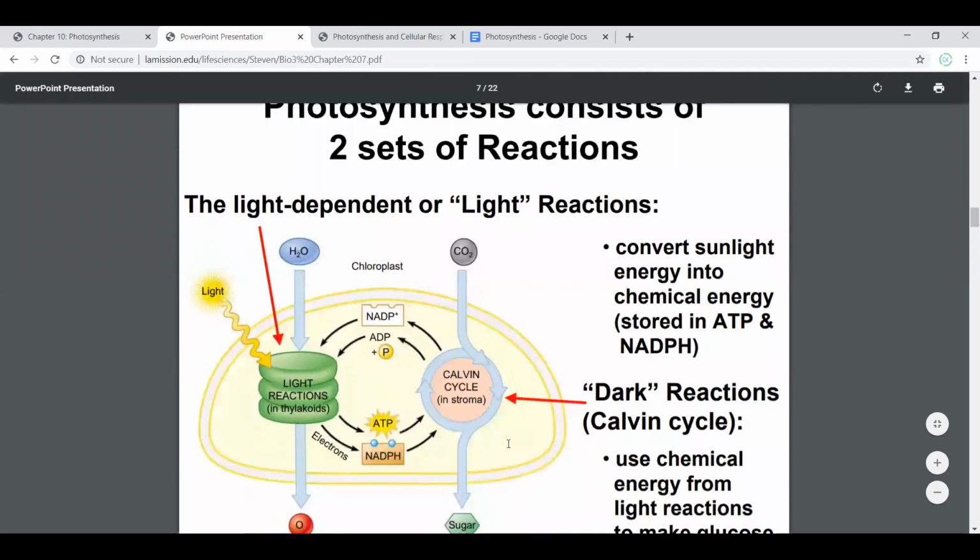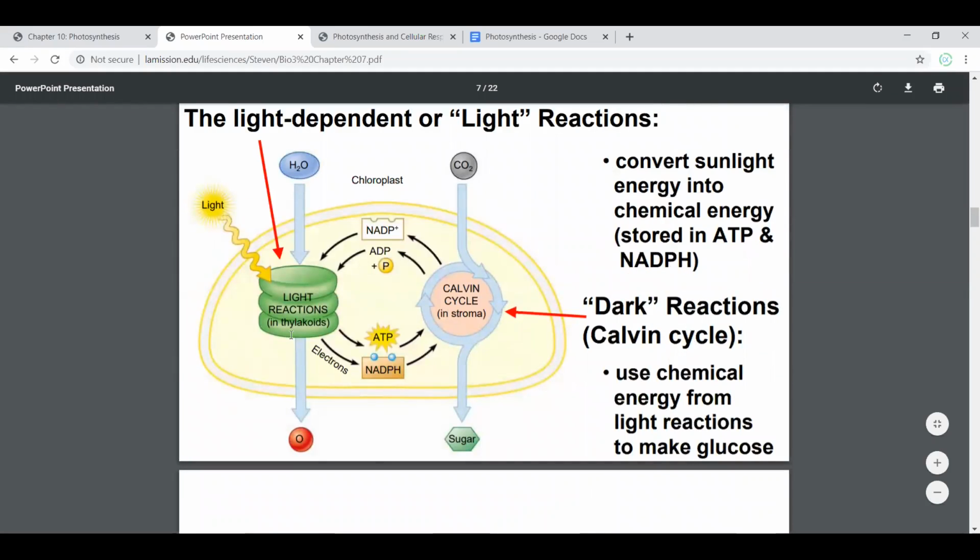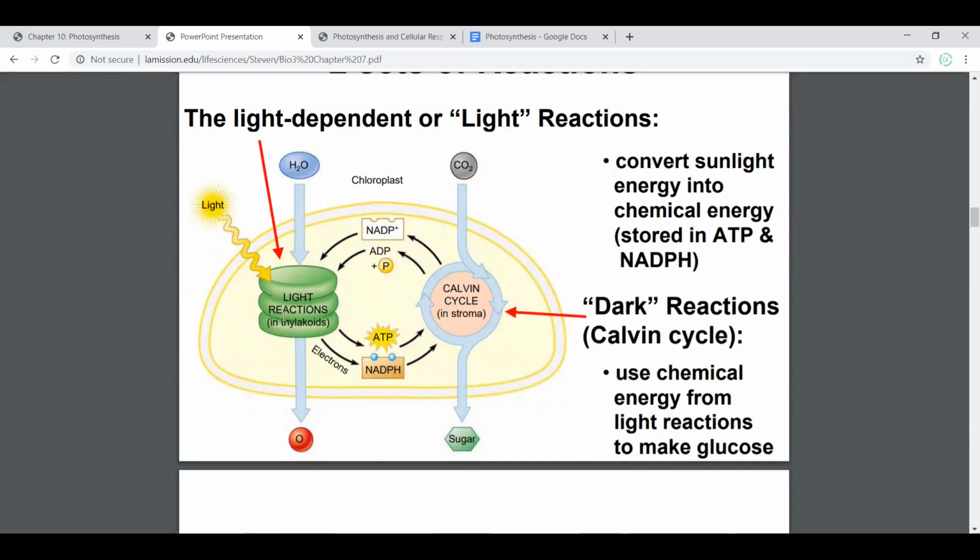The reason this is called the light reactions is because it directly requires sunlight. If you do not have sunlight, then the light reactions will not take place. This is really important. They're also called the light-dependent reactions because they depend on light being there to actually work. The other aspect is the Calvin cycle. The Calvin cycle is considered the dark reactions. It does not require light. Only the light reactions require light.